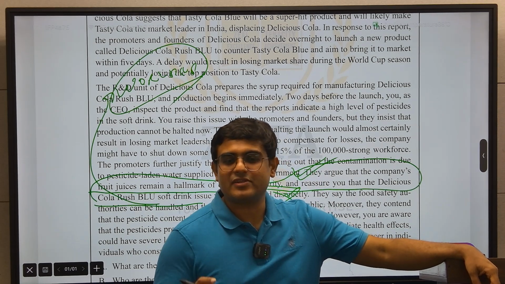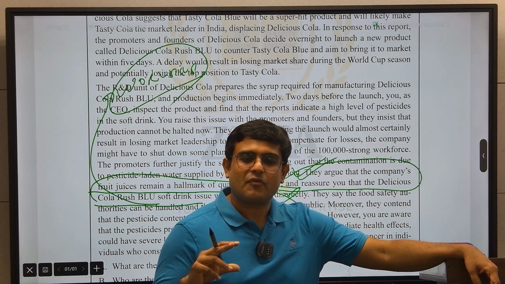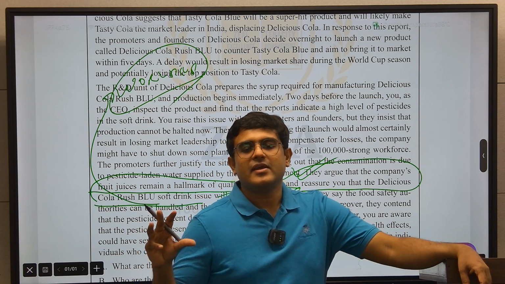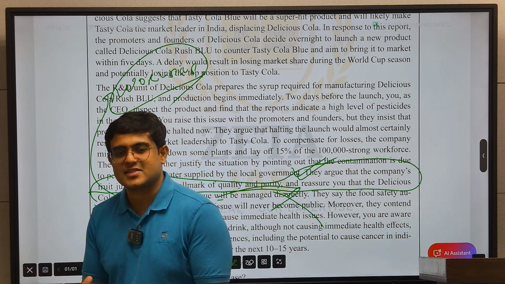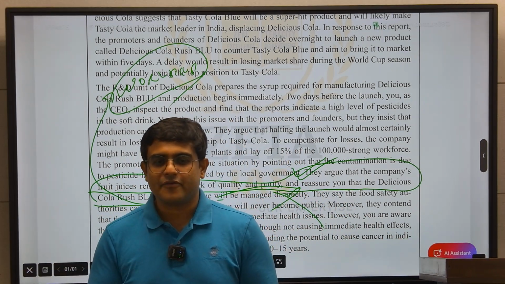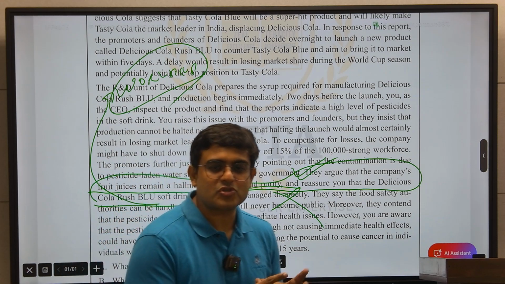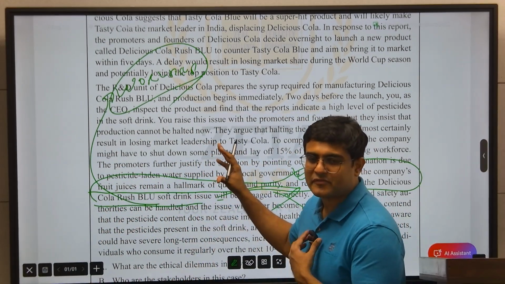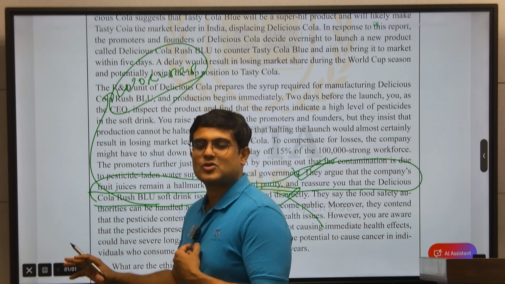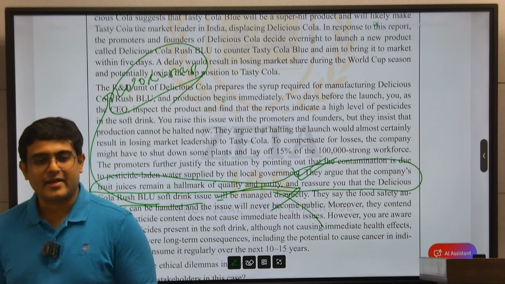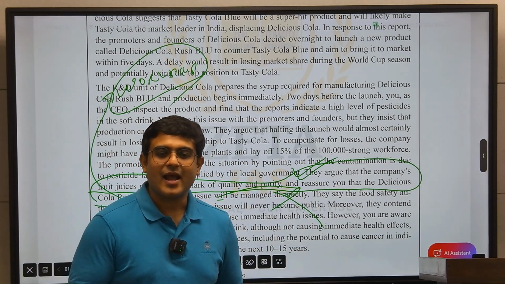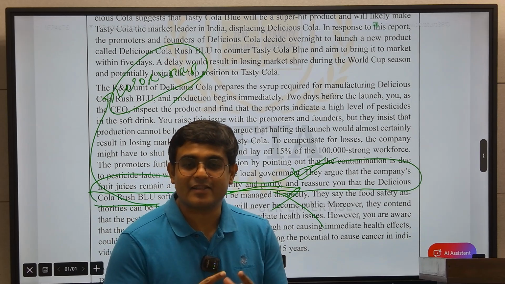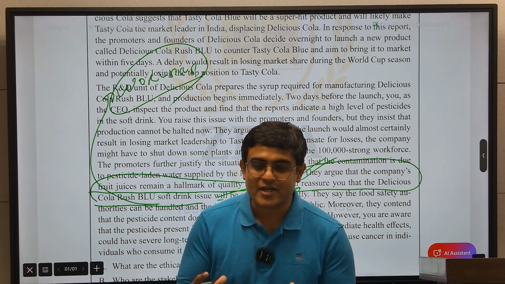See, the syrup is already there, blue color. Why don't we mix that syrup in the fruit juices and sell it as fruit juice, delicious cola fruit juice blue? There's no problem with the syrup and no problem with the juices. And fruit juices are healthier than soft drinks. Why can't we market it as a healthier option for the Cricket World Cup?